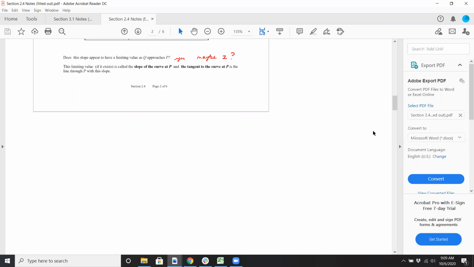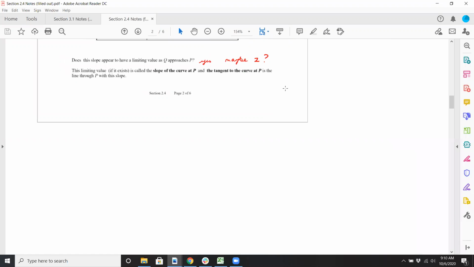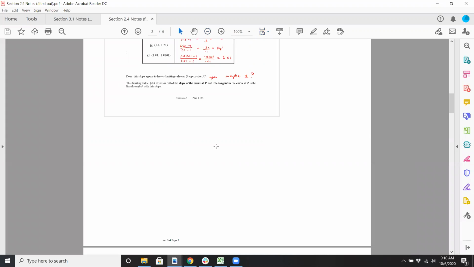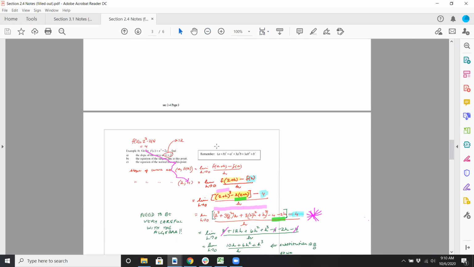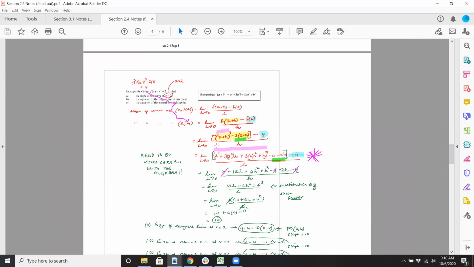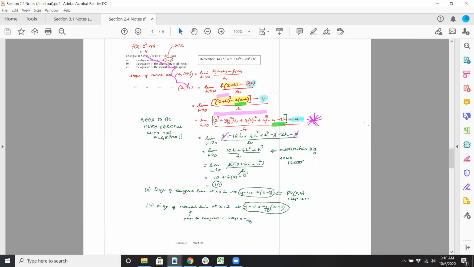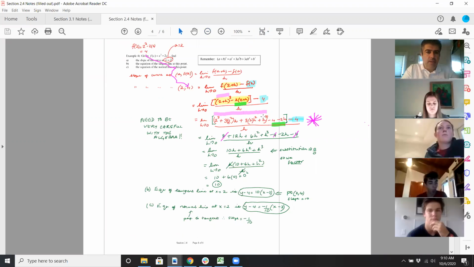Yeah, we're recording, and we're talking about the recap of the 2.4 notes. So let's look at examples 4, 5, and 6. So example 4, you're asked to find the slope of the curve at x equals 2.